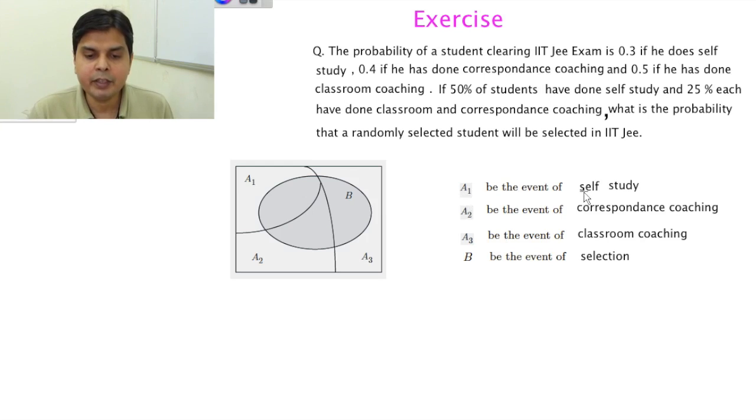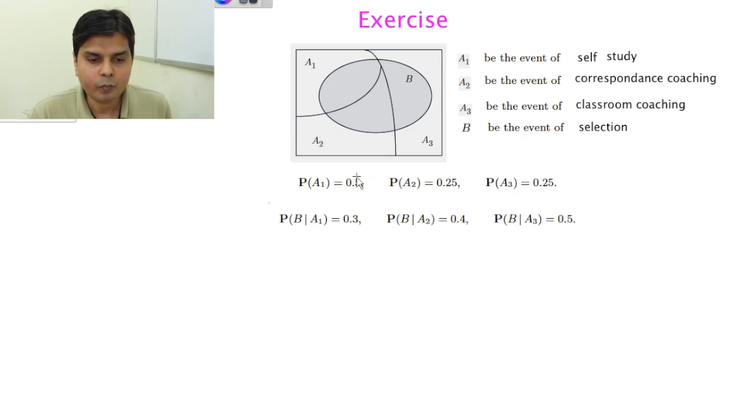So let A1 be the event of self-study, A2 be the event of correspondence, and A3 be the event of classroom coaching, and let B be the event of selection. So now using the total probability theorem, you see I can write that the probability of A1 is given as 0.5. Why? Because we have been given, based upon whatever empirical data, that 50% of students are doing self-study, 25% are doing correspondence, and another 25% are doing classroom coaching. So the probability of A1 is 0.5, A2 is 0.25, and the probability of A3 is 0.25.